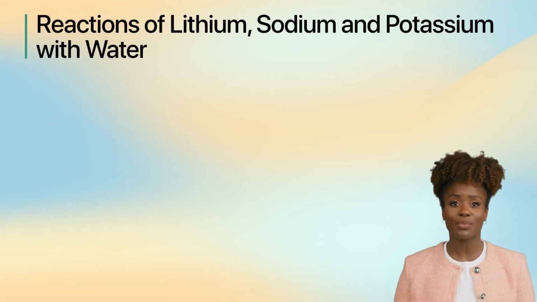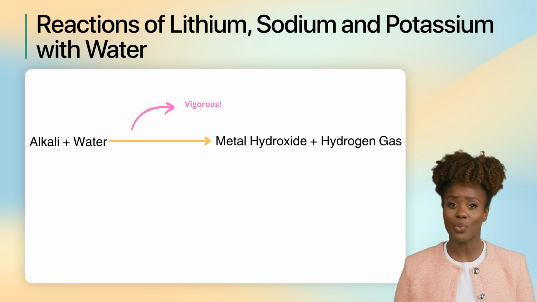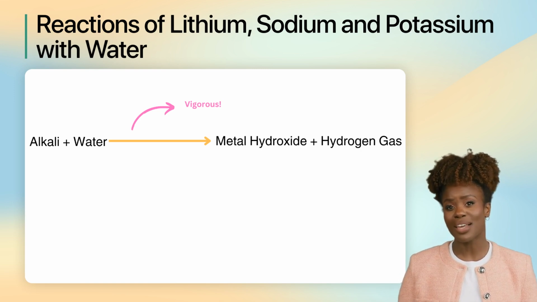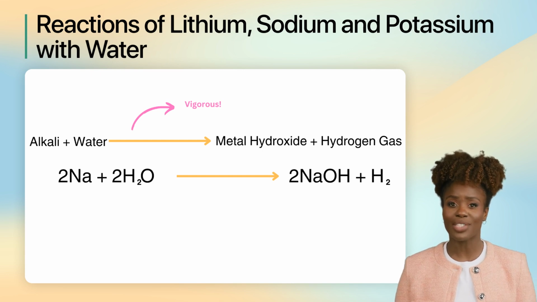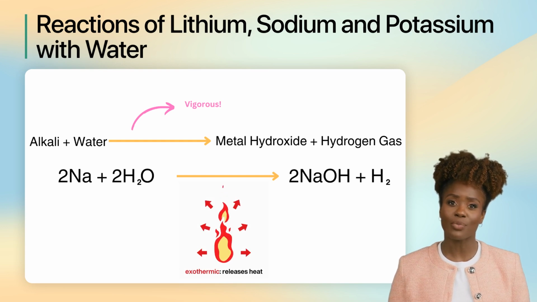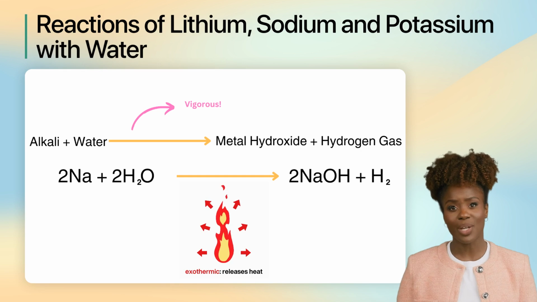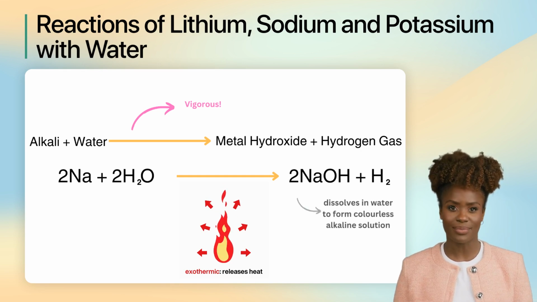Lastly, let's consider the reactions with water. Alkali metals react vigorously with water to form metal hydroxides and hydrogen gas. For sodium, the reaction can be written as 2Na plus 2H2O becomes 2NaOH plus H2. This highly exothermic reaction leads to the formation of sodium hydroxide, which dissolves in water to create a colorless alkaline solution.